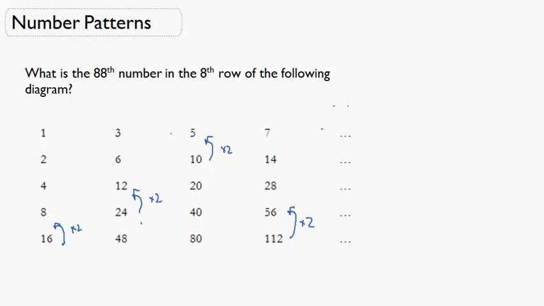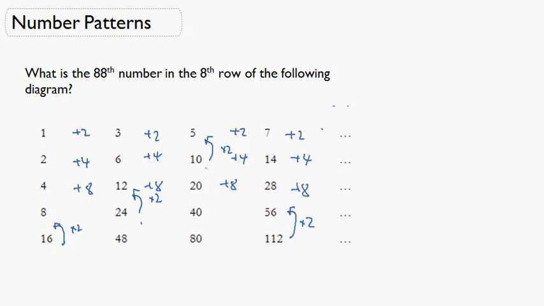So how do the numbers relate from left to right? Well, let's look at the first row first. So here it's pretty simple. It's 1, 3, 5, 7. You just add 2 each time. Plus 2, plus 2, plus 2, plus 2. And then the second one is plus 4, plus 4, plus 4, plus 4. And then the third is plus 8, plus 8, plus 8, plus 8.